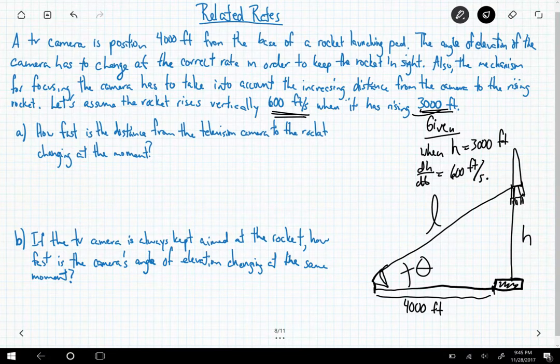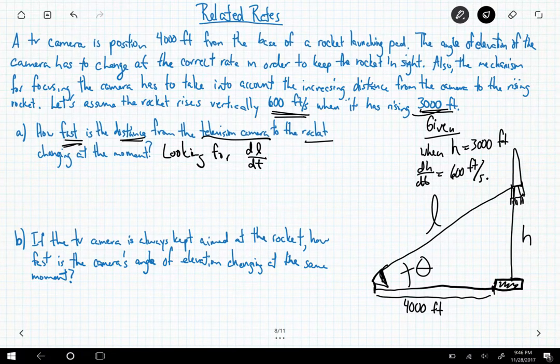In our first problem, how fast is the distance from the television camera to the rocket changing at the moment? What we want to do is try and figure out what we're looking for. Well, in this case, we're talking about how fast the distance from the television camera to the rocket is changing. The distance from the television camera, which is right in here, to the rocket is L. So in our case, with our drawing, this is dL/dt. Okay, that's what we're looking for. So now let's break it down.